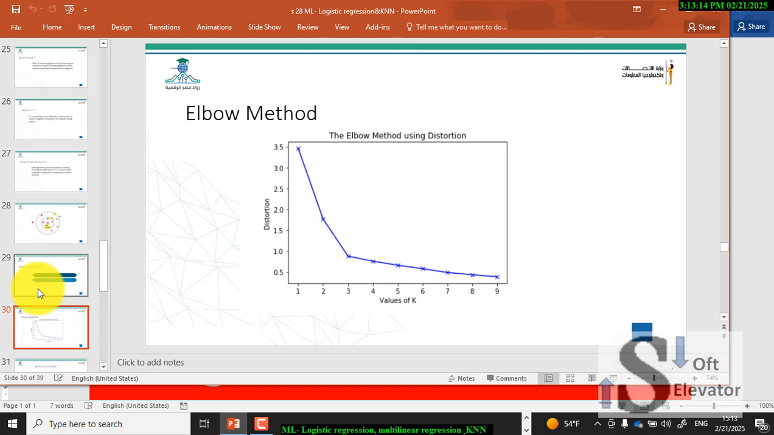So how to select K? It depends on the elbow method. Elbow, it means the shape of an elbow. In this elbow method, this is the distance and this is the value of K. So here, from 3.5 until approximately 0.8, here this is the elbow joint.